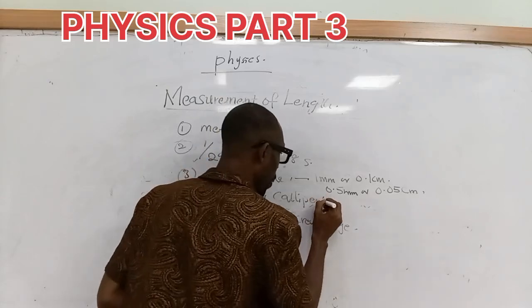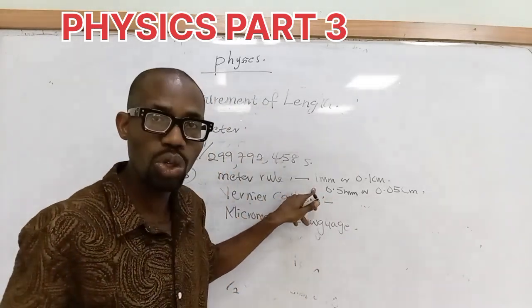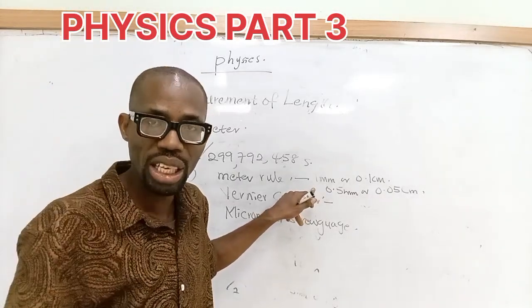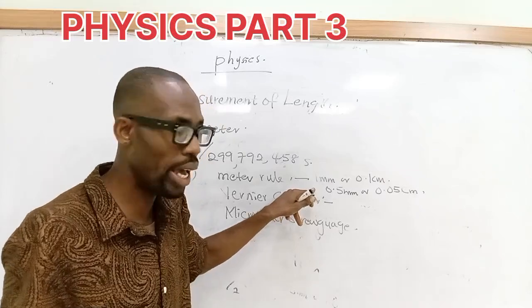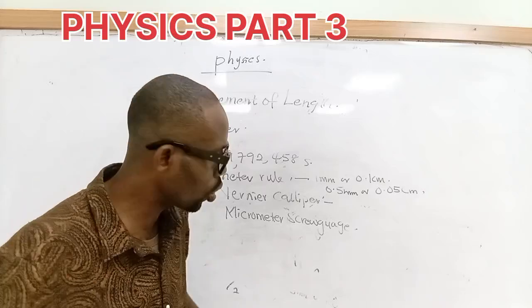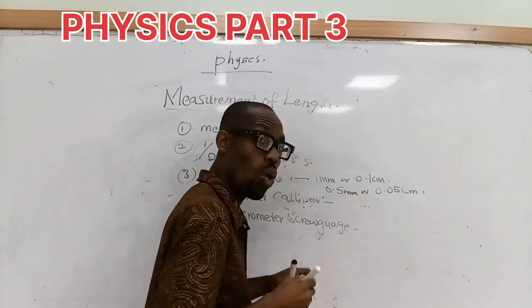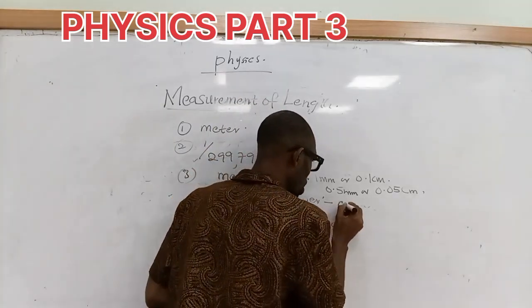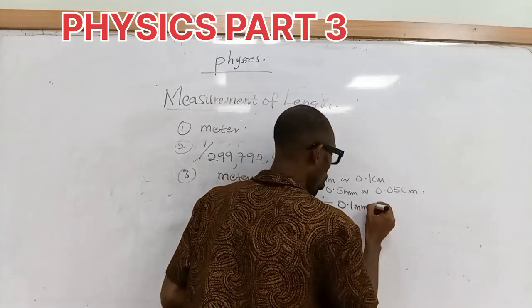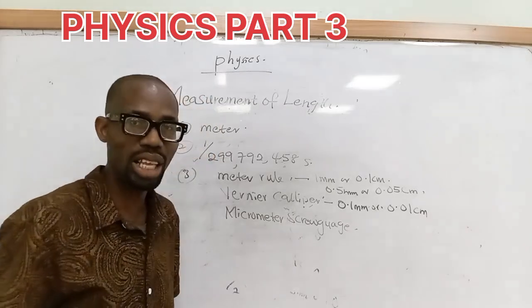Let's look at the vernier caliper. But before I tell you about the vernier caliper, the meter rule is used to measure the length of objects, the height of a machine, the length of books, etc. Now, the smallest division of graduation of the vernier caliper is 0.1 millimeter. Take note of this measurement, very important. Or 0.01 centimeter. Are you seeing it now?